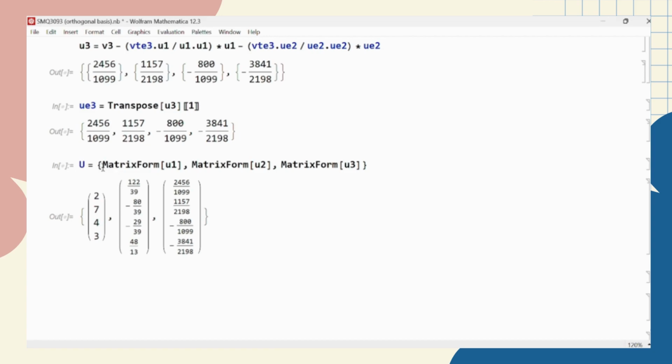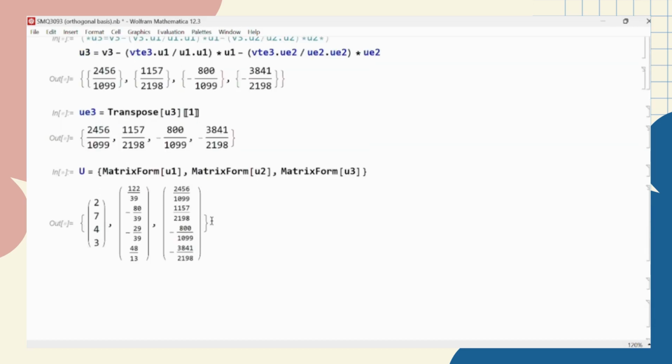After that, we turn it into matrix form and we will get the final answer for the orthogonal basis, which is 2, 7, 4, 3, 102, 22 over 39, negative 80 over 39, negative 39 over 39, 48 over 13, 2000, 459 over 1099, 1157 over 2198, negative 800 over 1099, negative 3841 over 2198. So this is the final answer for the orthogonal basis.